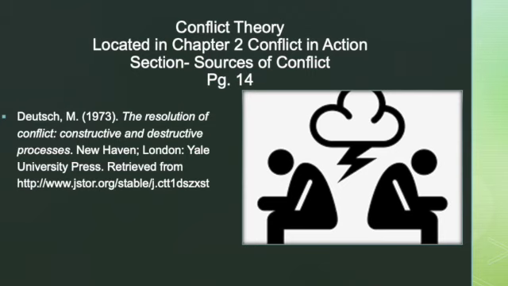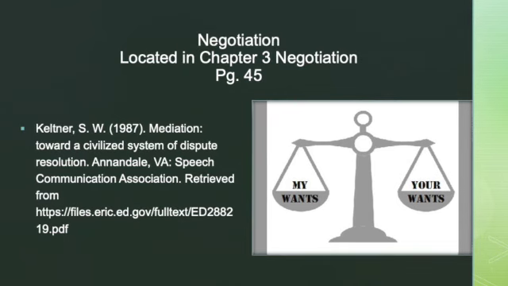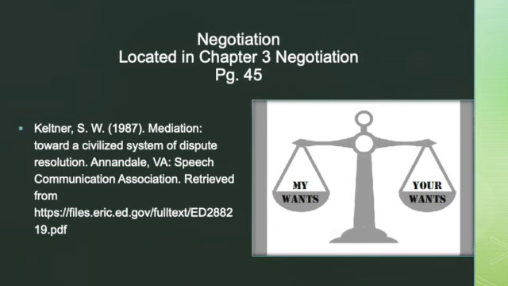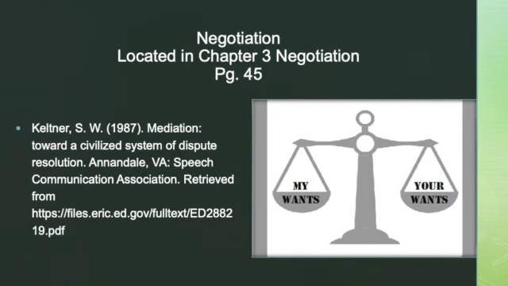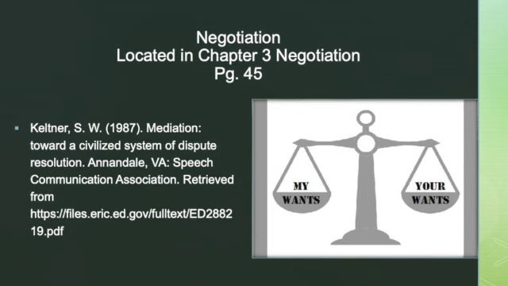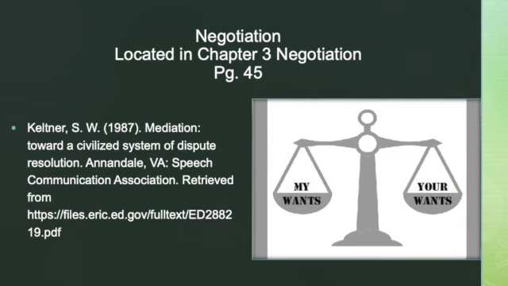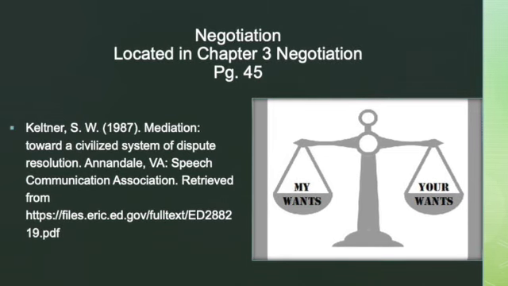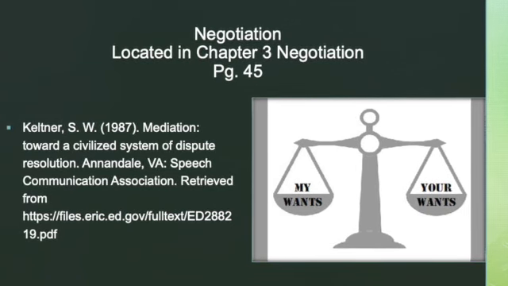In the textbook, in chapter 3, it talks about the concept of negotiation, and the explanation given in the textbook is that negotiation is the process that fuels and creates collaboration. And some important parts of negotiation are the state of mind and strategic choice for managing problems. So you do need to know these two facts when entering into negotiation. The article that I found within this text is by Keltner. It's titled Mediation Toward a Civilized System of Dispute Resolution.